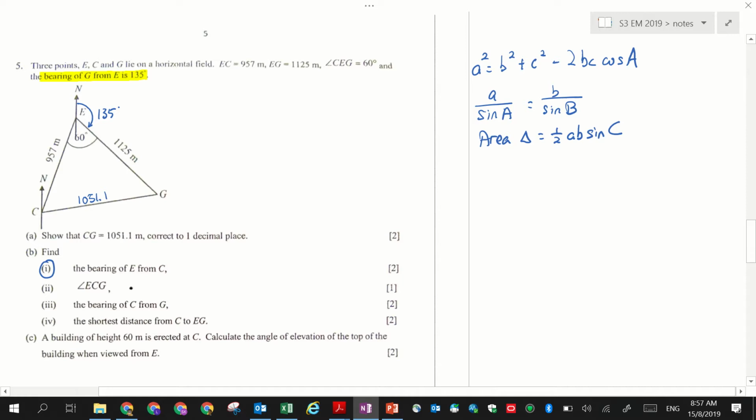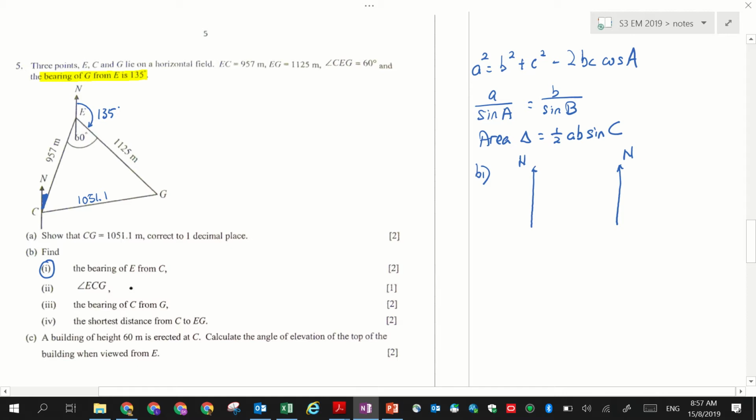Now, B part 1, E from C. E from C. Can I check? Is this the angle that you have colored? Yes, okay, good. Then, so 2 marks. So how do I solve B part 1? Is to draw this. Can you draw this now?